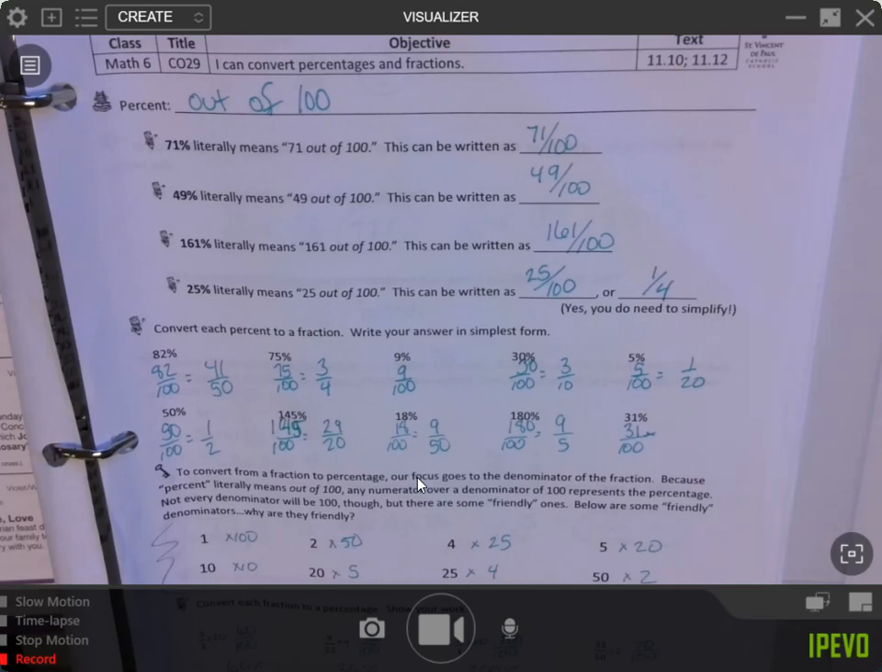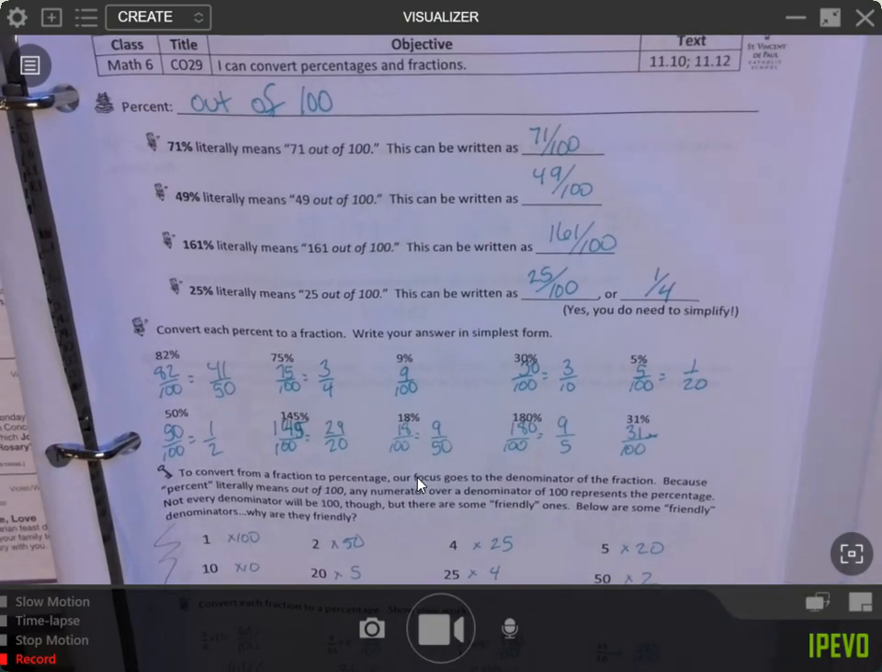Good morning. Today we are working on correcting CO29. That was converting percents and fractions, going back and forth. So if we're given a percent, we know how to make a fraction using that magic number of 100 as our denominator. And going from fraction to percent, we make that fraction denominator 100 and then go up to our percent from that numerator. So some of these we did together, some we had to do on our own.